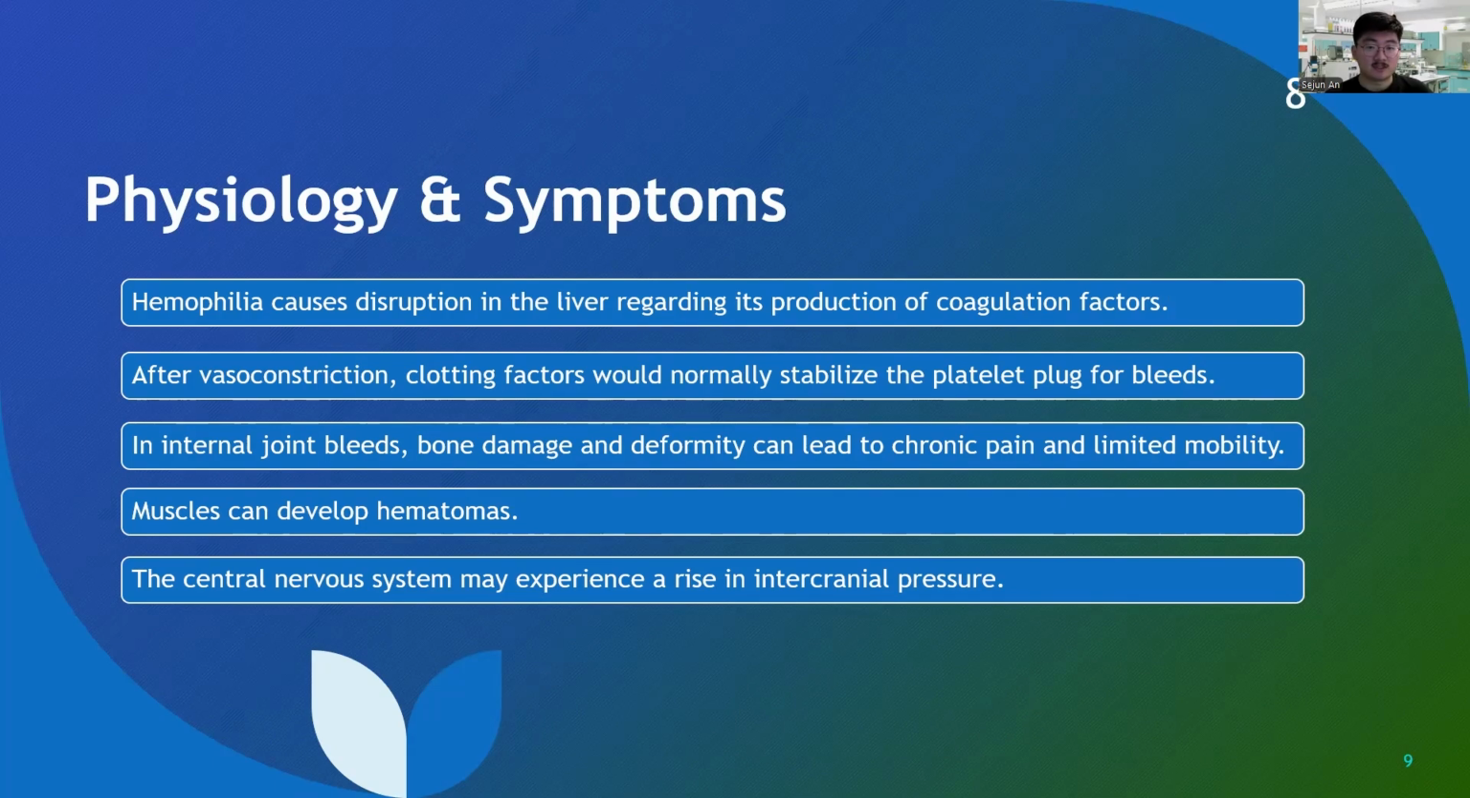Prolonged internal joint bleeds can lead to potential bone damage and deformity, causing chronic pain to occur as well as limiting mobility in the affected joint. Bleeding in muscles can develop hematomas, which are pockets of blood in the muscle. And the central nervous system can also be affected when blood pools to cause a rise in intracranial pressure, leading to headaches and, on a more serious note, loss of blood oxygen to the brain.